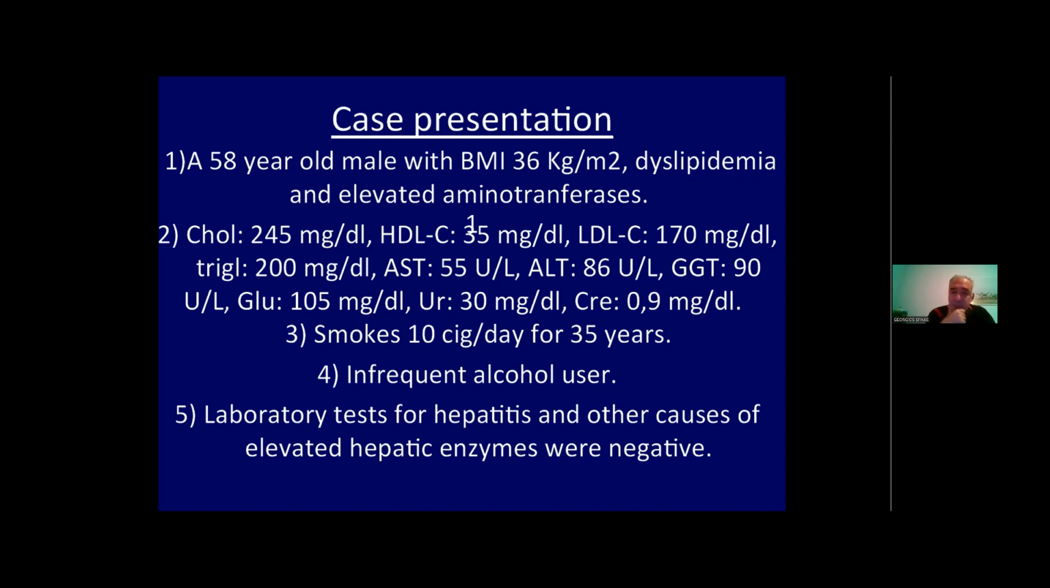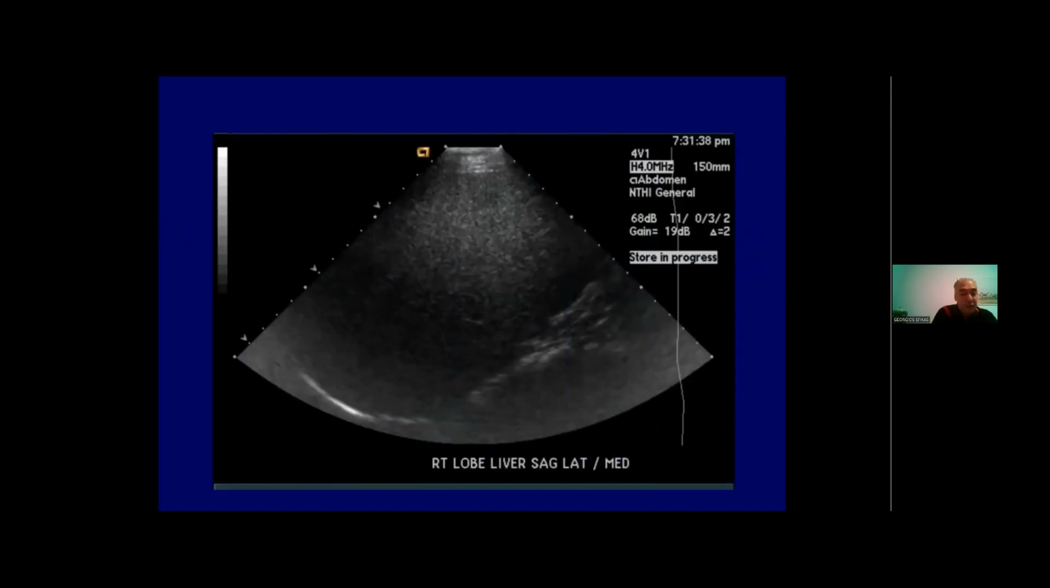Our next move is to test him for hepatitis and other causes of elevated hepatic enzymes. And these tests proved negative. So now our basic way of thinking is that the cause of this patient's elevated hepatic enzymes is his BMI, the fact that he is obese, and the fact that he has very high lipids. So what do we do next?